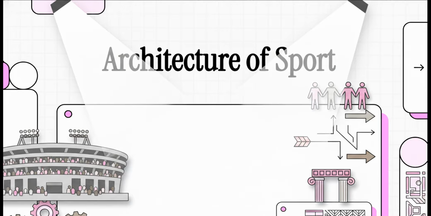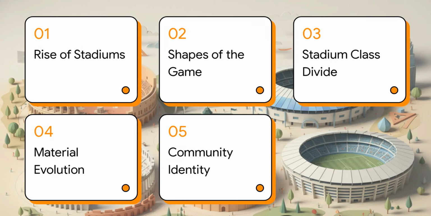In this explainer, we're going to look at the very foundation of sports architecture. We're going to reveal how these structures, right from their earliest days, actually acted as historical mirrors, reflecting deep class struggles, massive technological leaps, and honestly, the undeniable human need for connection. Okay, let's dive into this and lay out our roadmap.